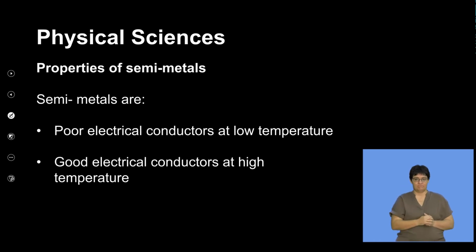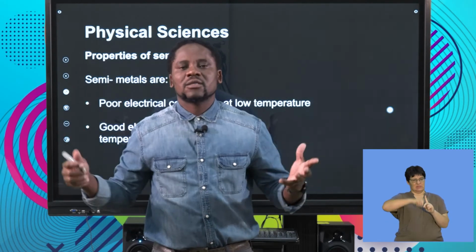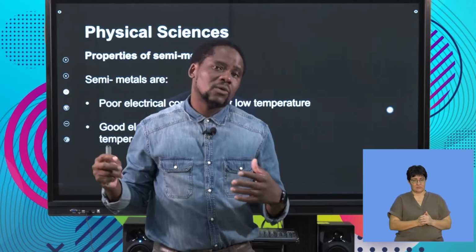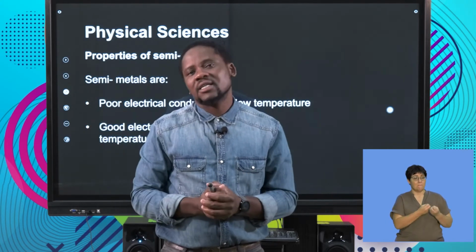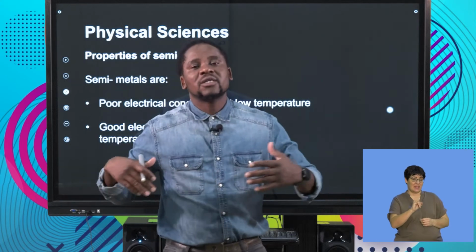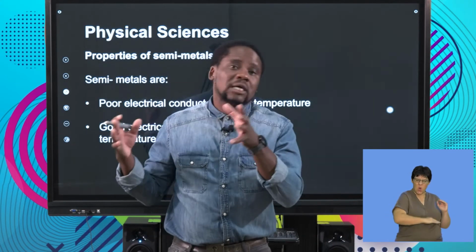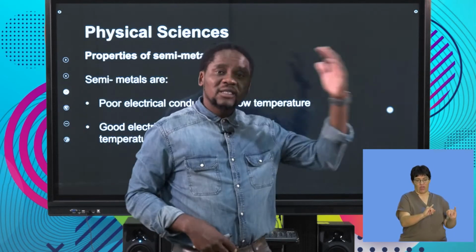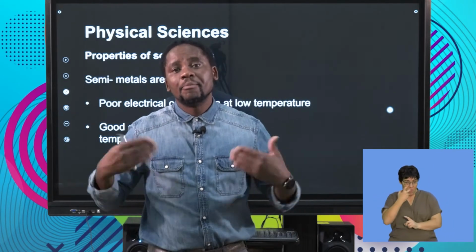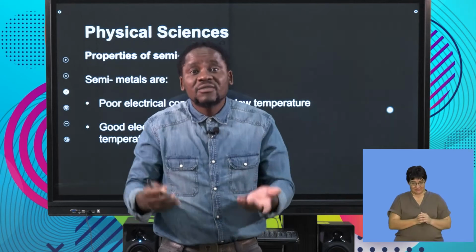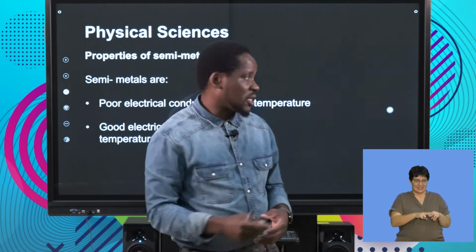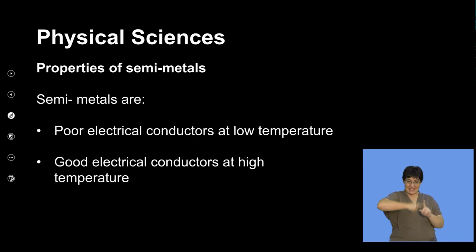Now, what about semi-metals? That is very important. They are poor electrical conductors at low temperatures. Now, let's understand something. The major property of semi-metals is that their conductivity depends on the temperature at which they exist. At a lower temperature, they are bad conductors, but at a comparatively higher temperature, they become better electrical conductors. So their conductivity improves with temperature. That's a very important note to take into account.